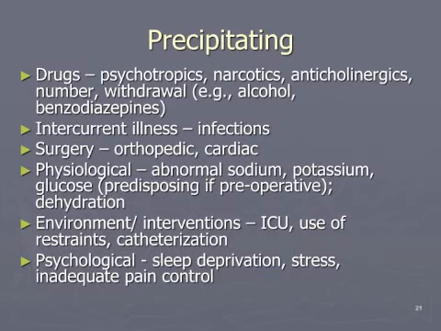If you have changes in your electrolytes like an abnormal sodium or potassium or glucose, particularly if they're preoperative abnormalities, could be a precipitating factor, and evidence of dehydration. Being in an intensive care unit, having restraints used, and being catheterized are environmental factors which might precipitate delirium. And sleep deprivation, stress, inadequate pain control would also be. Another one I want to mention that's not listed here is frequent moves in a hospital. That's also a clear precipitant, and that might be something we could do something about.